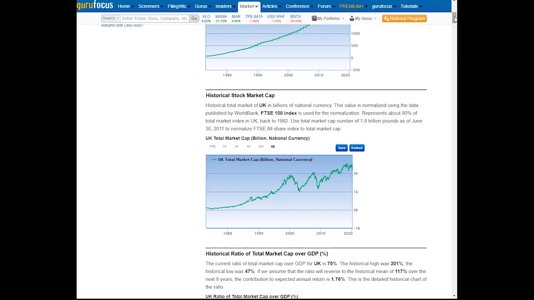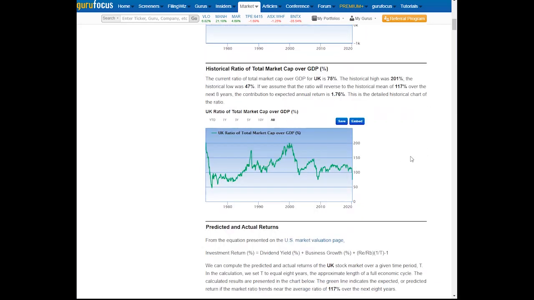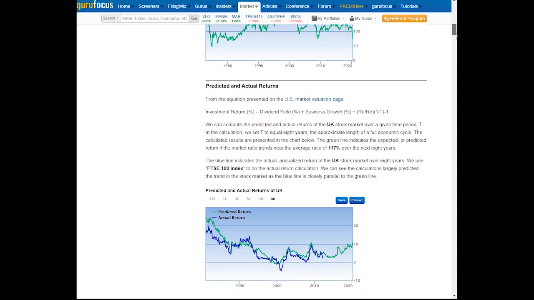We can see that this ratio, at the peak of 2000, went to about 200%. Today, this ratio is only standing at about 75%. So it is much lower than it was 20 years ago, unlike the US market. And from this, we can project how much the market will return per year over the next 8 years.